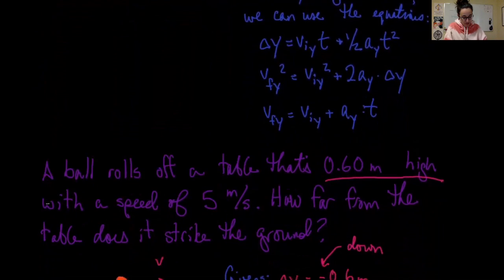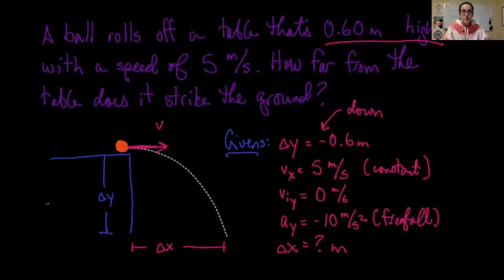All right, so here's the problem that we're trying to solve. A ball rolls off a table that's 0.6 meters high with a speed of 5 meters per second. How far from the table does it strike the ground? So it is essentially a projectile that's already at the top of its flight. It starts off on the table and rolls off. As it falls, it will continue to move at 5 meters per second to the right the entire time, but it will speed up in the y direction. It'll go faster and faster in the y direction.